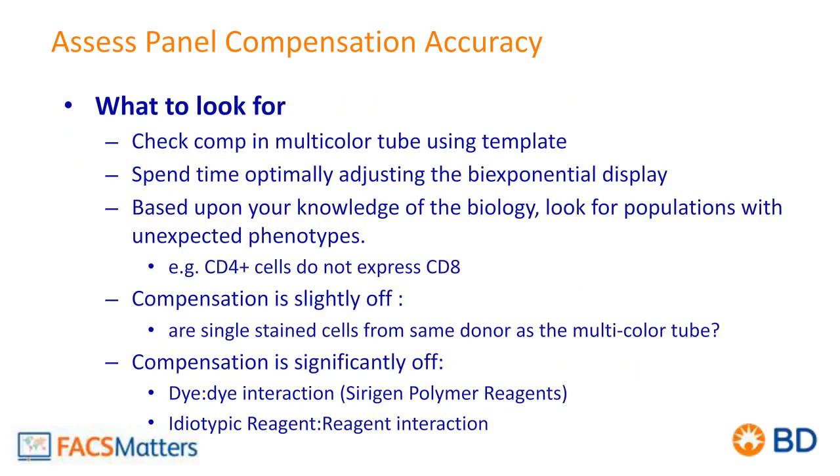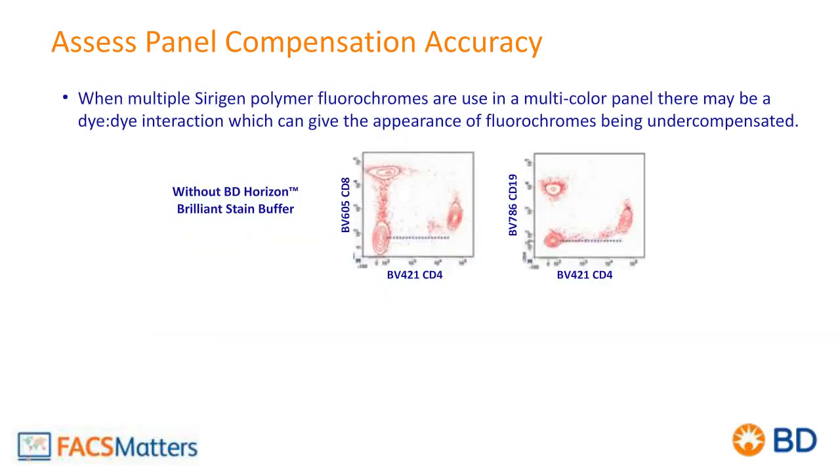What are you going to look for? You're going to, first of all, spend time adjusting your biexponential so things are on scale. You're going to use your knowledge of the biology to look for populations with unexpected phenotypes. In other words, if you see a population of CD4 cells and they're expressing a significant amount of CD8, probably, not always, but probably you have a problem with compensation. Again, if the compensation is slightly off, go back and make sure your controls are correct. If it's significantly off, there are some other factors that can play, and we'll talk about those now.